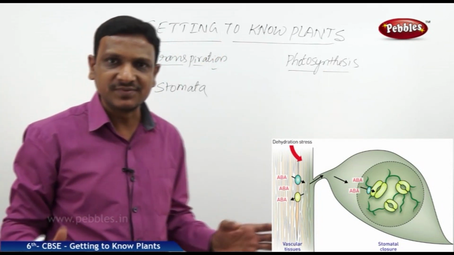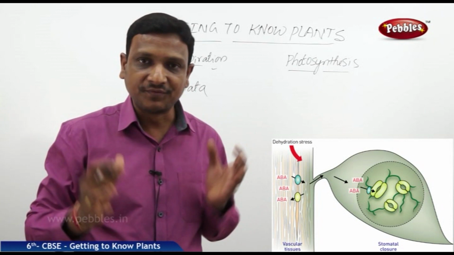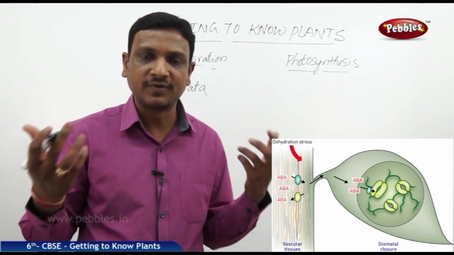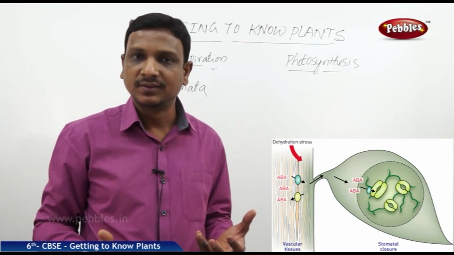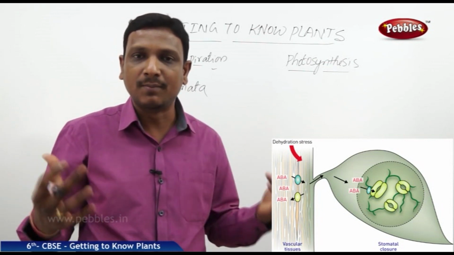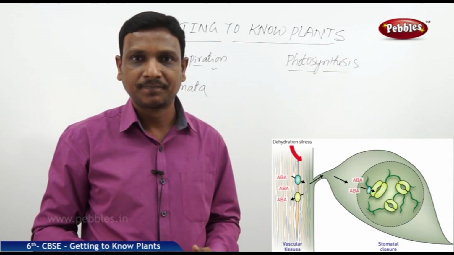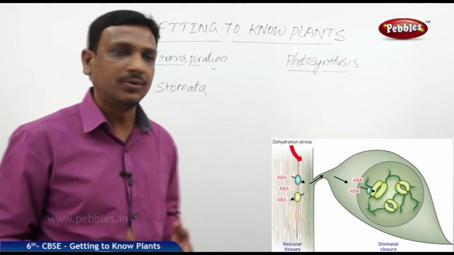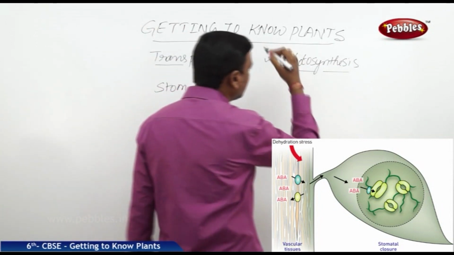There are so many uses with this process. Because of transpiration, a plant is able to get water from the ground. Right. Okay. So that is the process by which it balances the amount of water in its body. Okay. So let us go to the next one, photosynthesis.